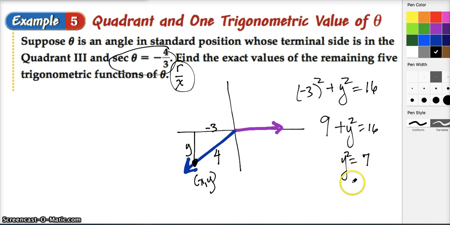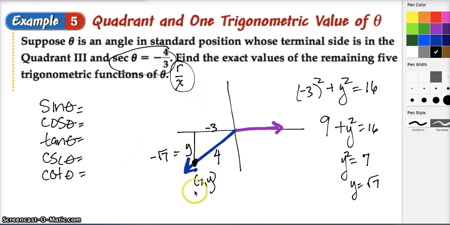Sorry about that. y squared is equal to 7. Therefore, y is equal to the square root of 7. The fact that it's the square root of 7 is great, but the fact that the location is negative means that we've got to have negative the square root of 7. So now that we've got all three sides of the triangle, let's find those other remaining five trigonometric functions.